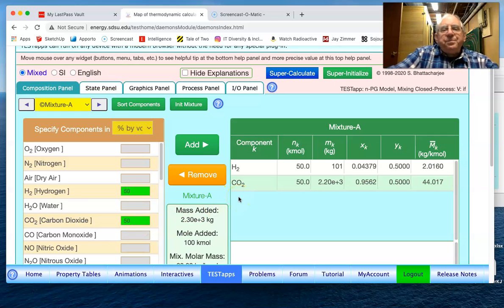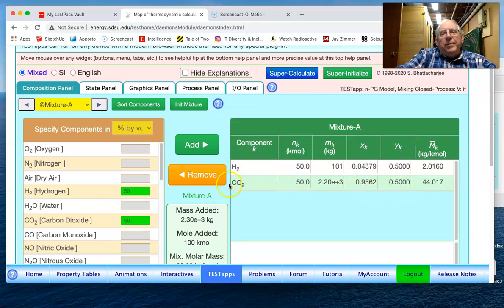And so over here in mixture A, you see that the mixture itself is 50 kilomoles of hydrogen and 50 kilomoles of CO2. If we actually had 50 kilomoles and 50 kilomoles, the mass would be as given here. We also see here is our mole fraction, and so our mole fraction between the two components is 0.5 and 0.5, and this is the mass fraction.